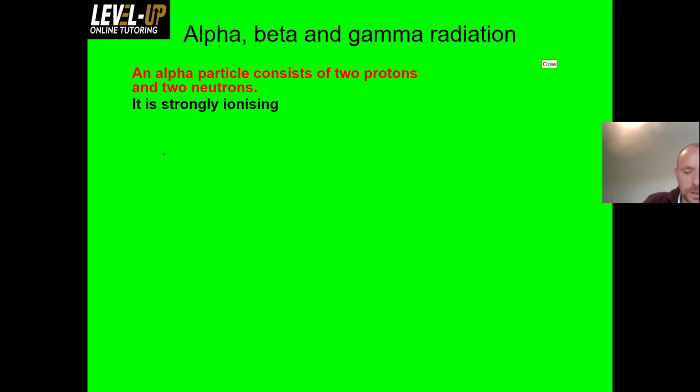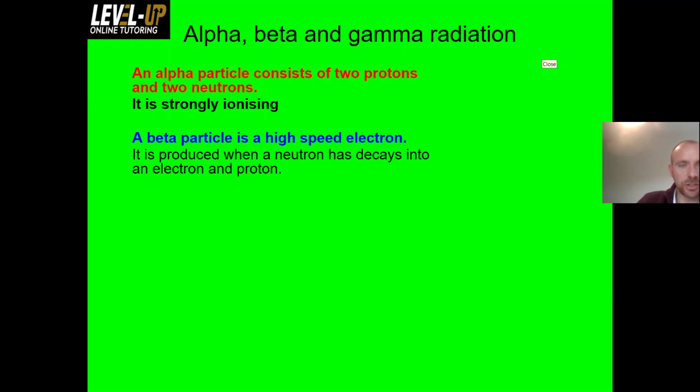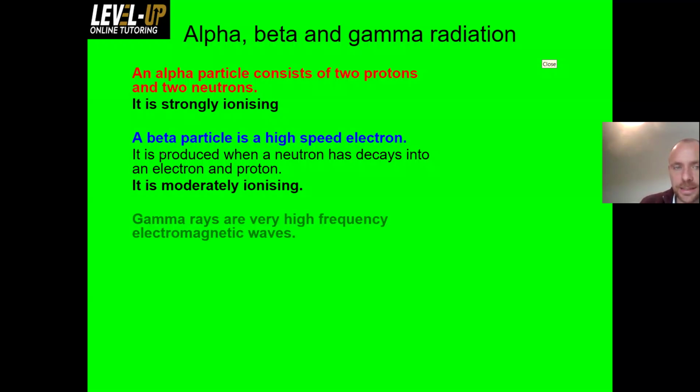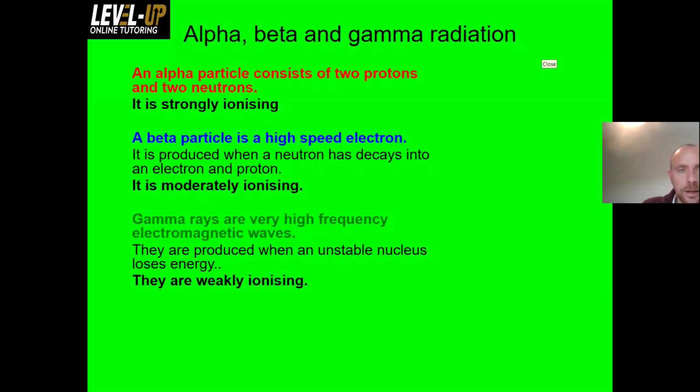And let me explain, actually, let's look at these other things first. So a beta particle is a high-speed electron, we should know that. And it's produced when a neutron decays into an electron and a proton. This one is moderately ionizing. Okay, so it's going to strip or it's going to add electrons, but not as much as alpha particles. I'll talk about exactly how this happens in a second. Gamma radiation, very high frequency electromagnetic waves produced when an unstable nucleus loses energy, and these are weakly ionizing.